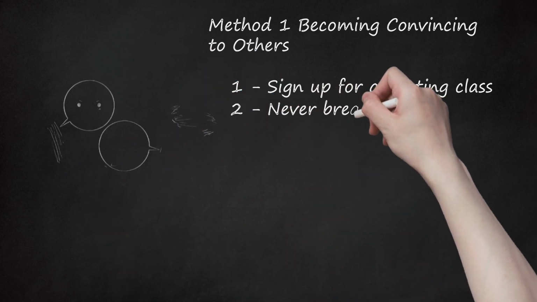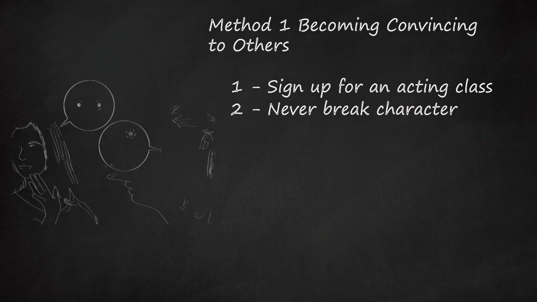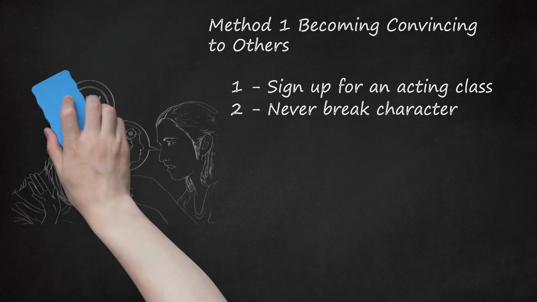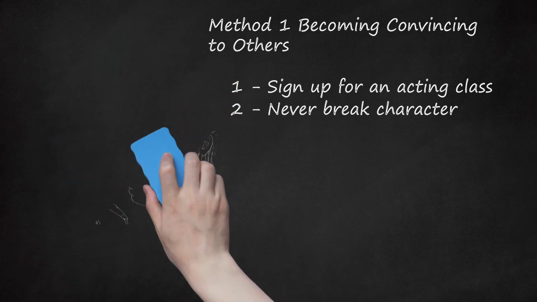2. Never break character. If someone calls your bluff or accuses you of trying to mess with their mind, do not admit it. It is possible to turn this situation around and convince that person that their paranoia and accusations hurt your feelings. If you do admit that you were playing mind games, you will lose that person's trust.